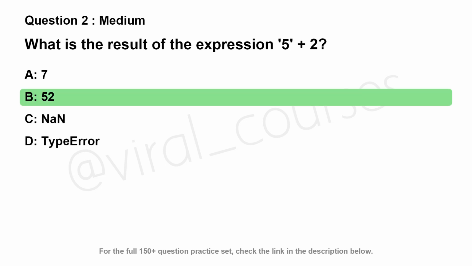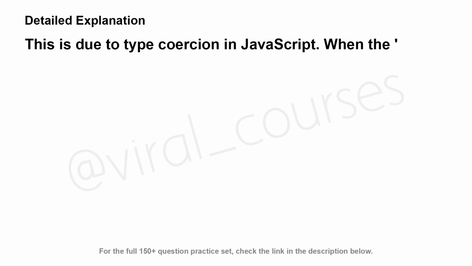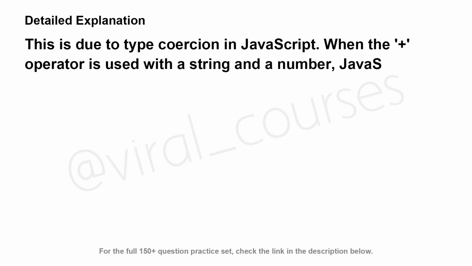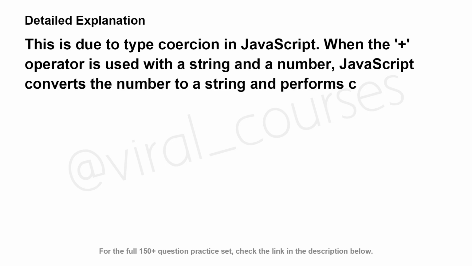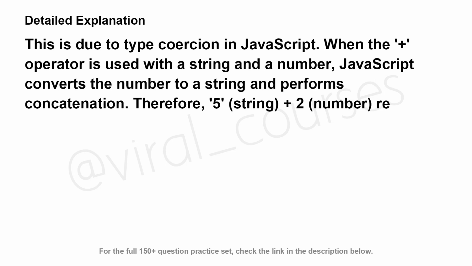The correct answer is B. This is due to type coercion in JavaScript, when the plus operator is used with a string and a number. JavaScript converts the number to a string and performs concatenation. Therefore, "5" (string) plus 2 (number) results in the string "52".